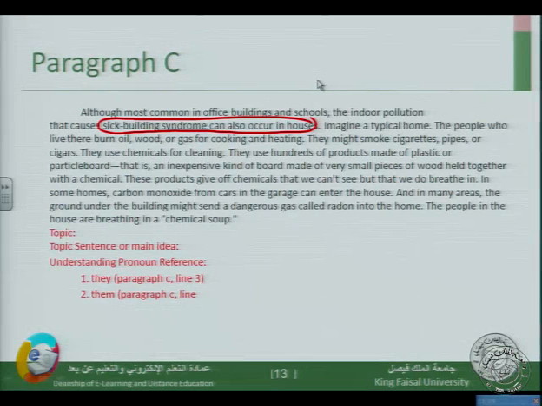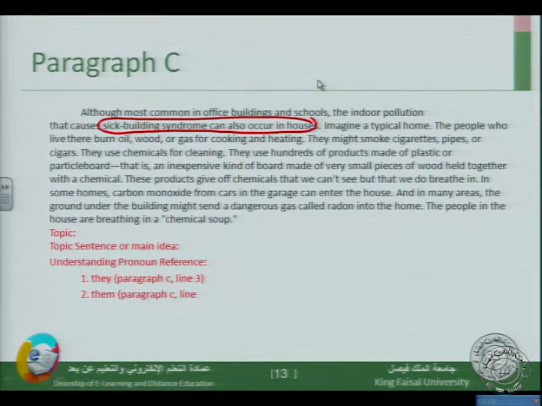The main idea is that sick building syndrome can occur in our houses. So the topic and the main idea are almost in the first and the second line. Okay? Understanding pronoun reference: they, in paragraph C, line 3.